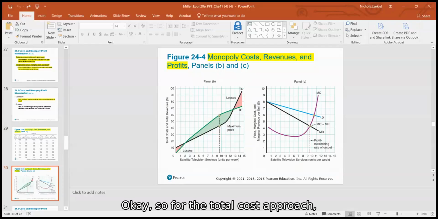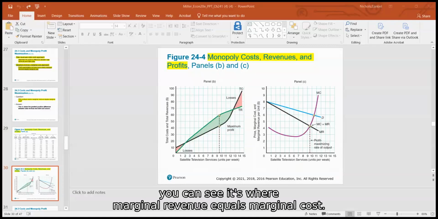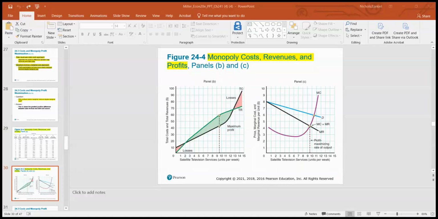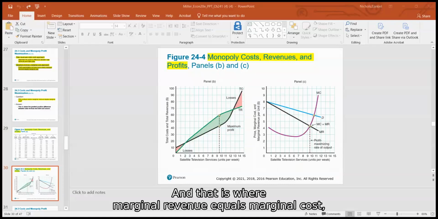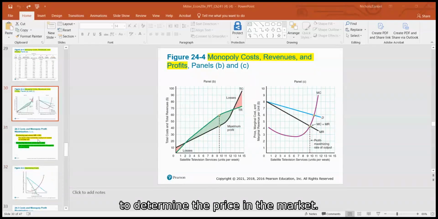Okay, so for the total cost approach, if you see here where my cursor is, I don't know if you can see that. If you look at the graph on the left, we're going to maximize the difference between total cost and total revenue, which is where the slopes are the same, which is what the calculus does: it tells us where the slopes are the same. On the right-hand graph, you can see it's where marginal revenue equals marginal cost. And at that point, where marginal revenue equals marginal cost, we go up to the demand curve to determine the price in the market.